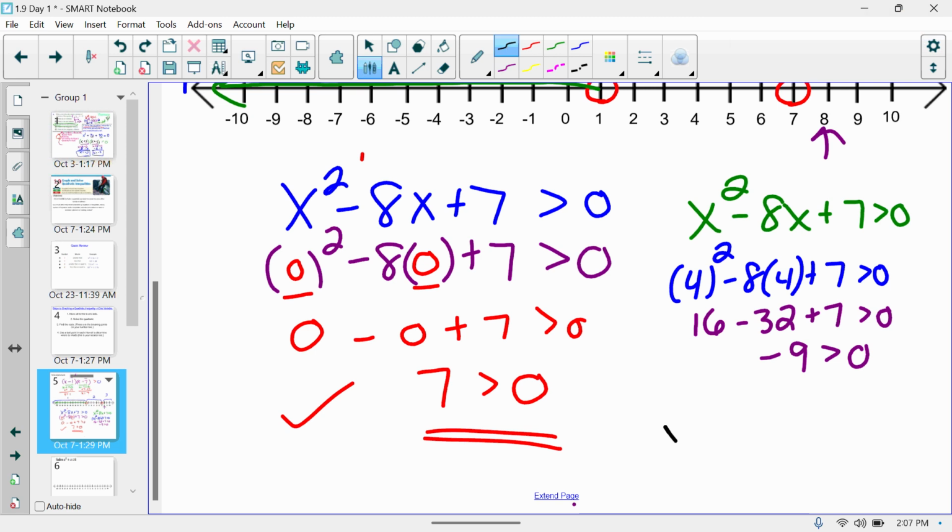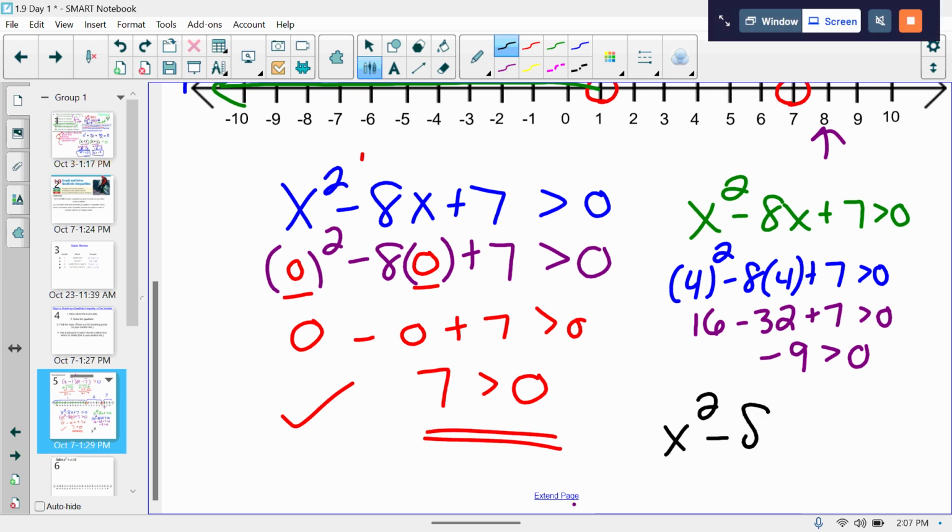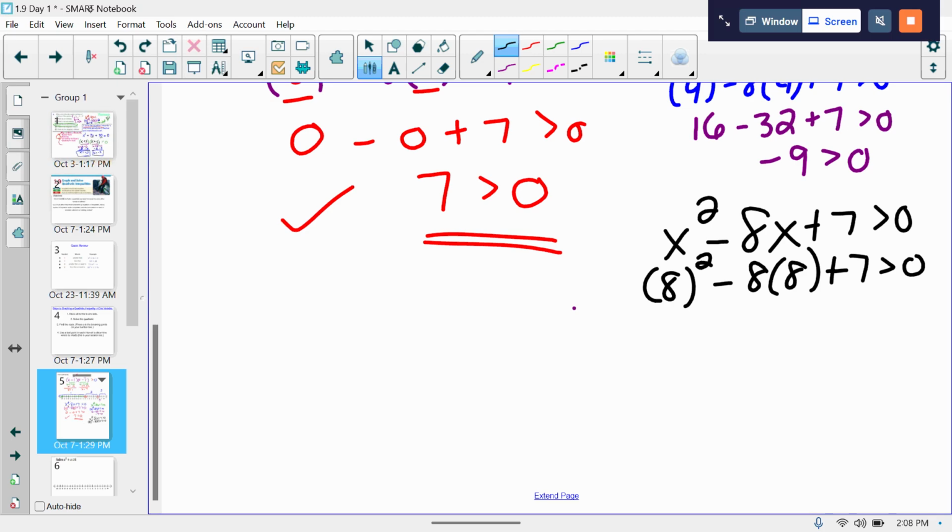Okay, so I'm going to take the inequality one more time. And I'm going to plug in 8 this time because I just got to pick something greater than 7. That region of the number line is all this stuff greater than 7. So again, just do the math here. 8 squared is 64. Negative 8 times 8 is negative 64. 64 minus 64 is 0. So you end up with 7 is greater than 0.